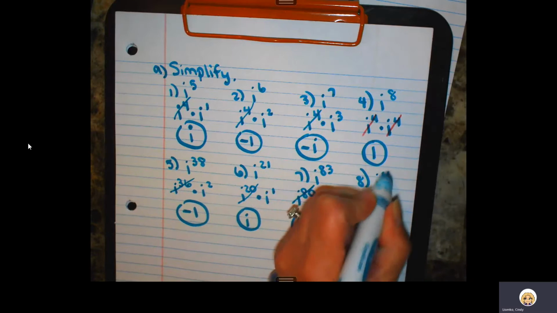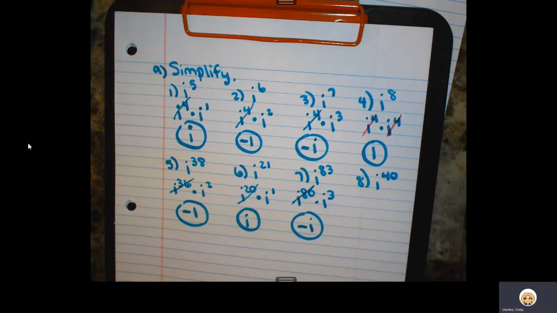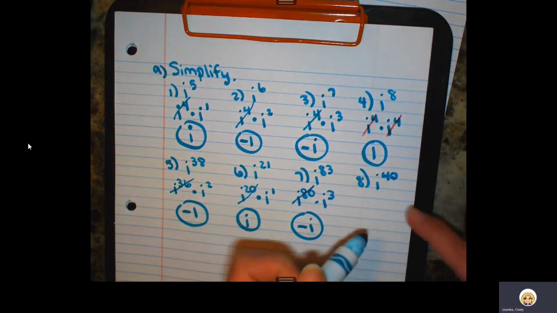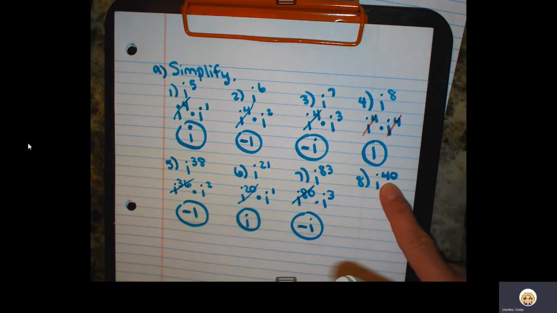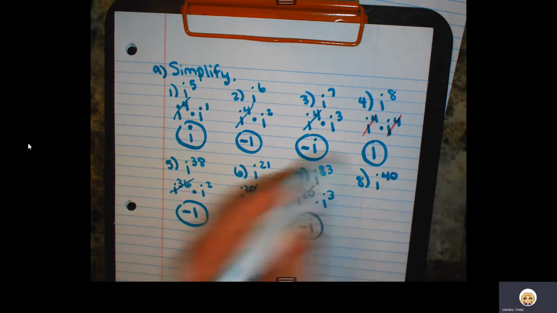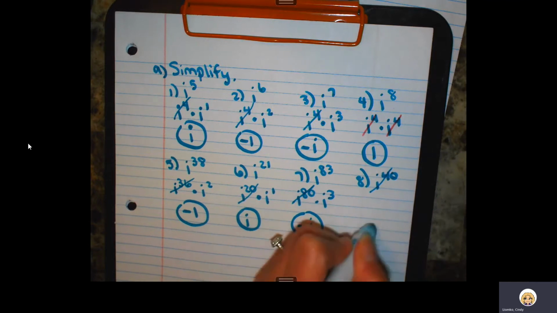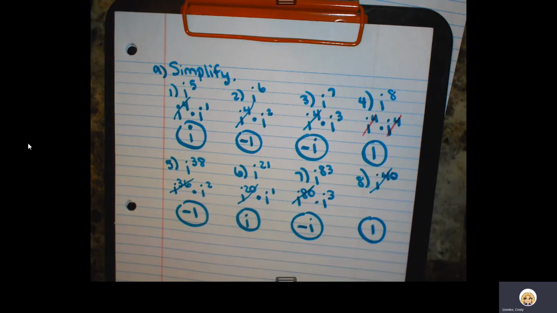Last one, i to the 40th. All right, I can count around 40 times, or I can take out a multiple of 4. Well, 40 is a multiple of 4, so I can just cross that out, and I'm left with 1. Any multiple of 4 just goes right back to 1.